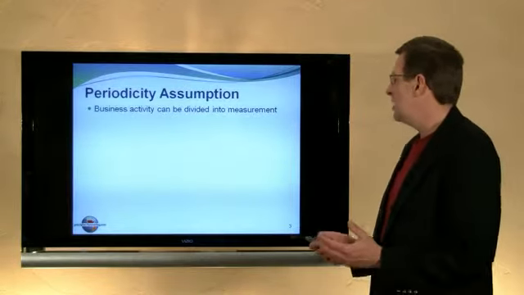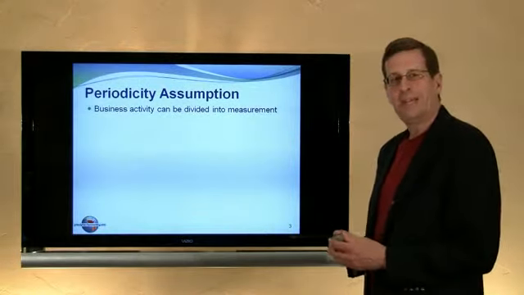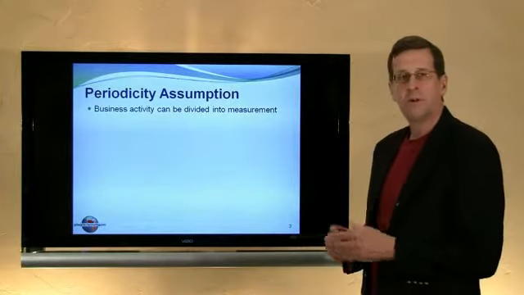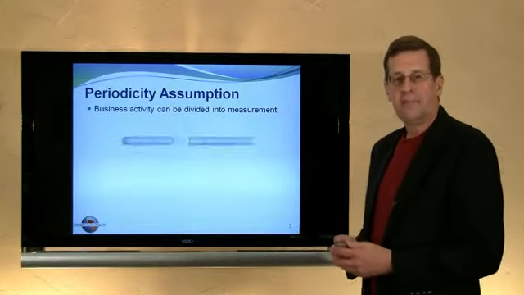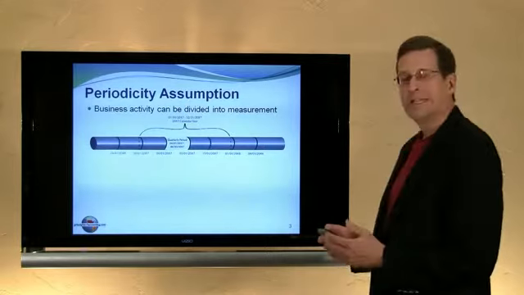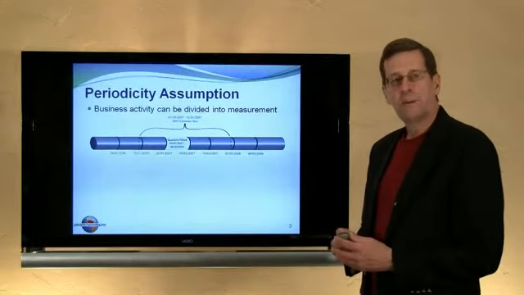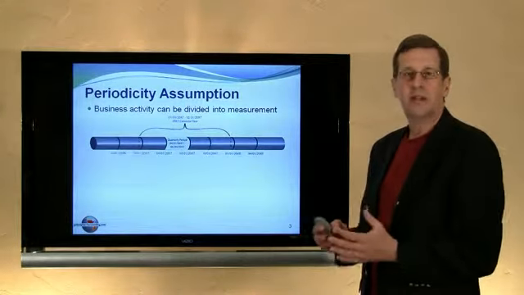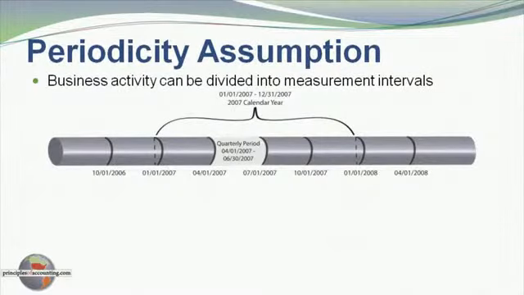The periodicity assumption holds that business activity can be divided into specific measurement intervals or periods of time. Obviously, business activity is an ongoing process, but for accounting purposes, we divide it into periods such as months or quarters or years. In this illustration, I'm showing how this tube is time going on, transactions and events flowing through the tube, but we need to cut off and look at segments of that tube, such as a quarterly period, April 1 through June 30th in this case.